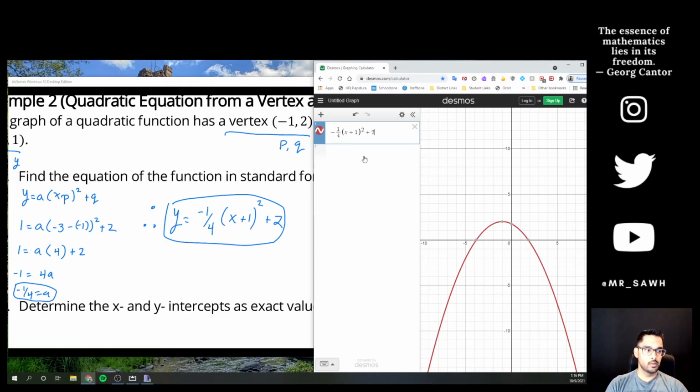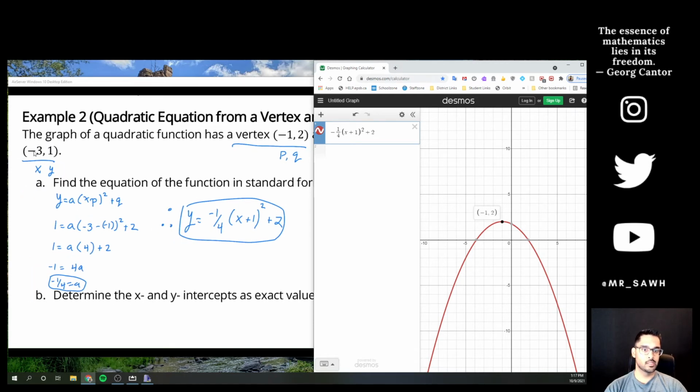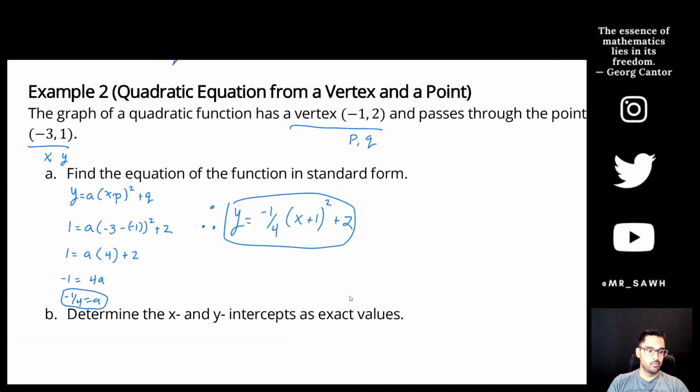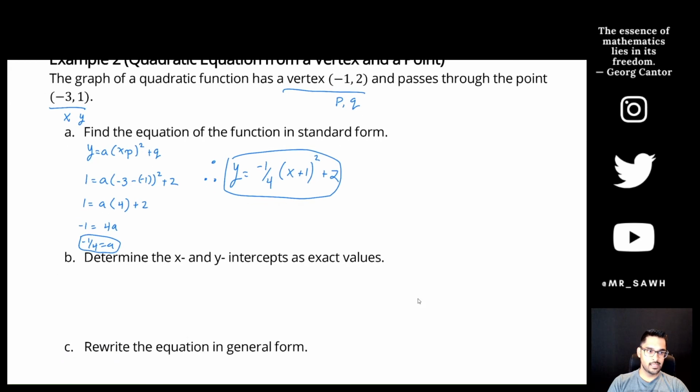And the point we're looking for, well, there's my vertex, negative 1 comma 2, that's what I'm supposed to have. The other point that's supposed to be on here is negative 3, 1. So you can enter another equation into there, and we'll put the coordinates of negative 3, 1, and you can see it on the graph as well. So I've got my vertex, got my point, I know my equation is correct. I have everything where it's supposed to be. So that's all good. We've got to go find the x and y intercepts as exact values.